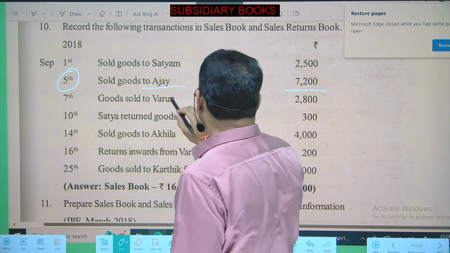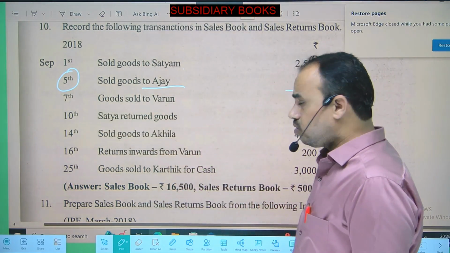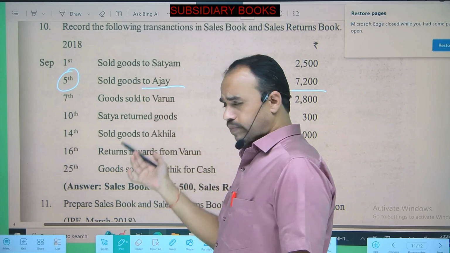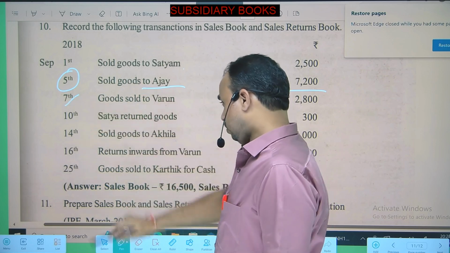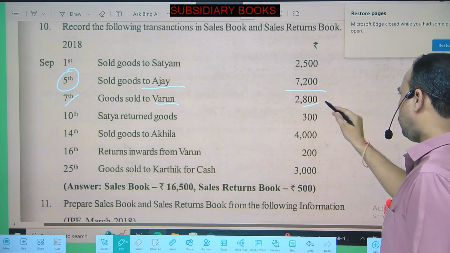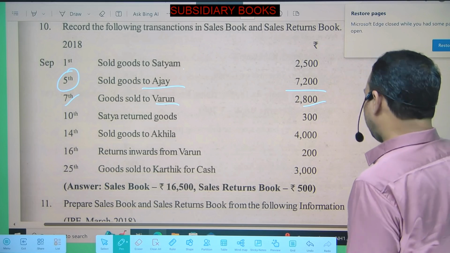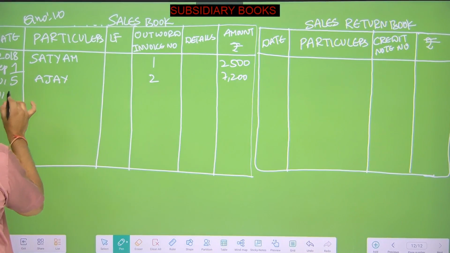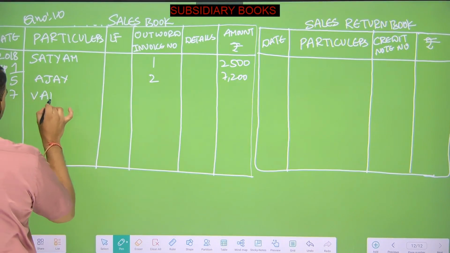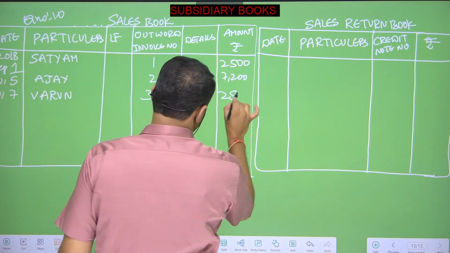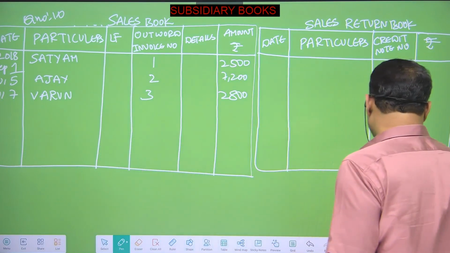Okay, see the next one. 7th date, goods sold to Varun. So here sold goods or goods sold, both are same. Date 7, name Varun, amount 2800. 7th date, Varun 2800. So simply write here date 7, Varun, number 3, amount 2800.